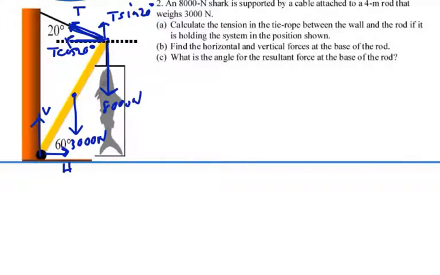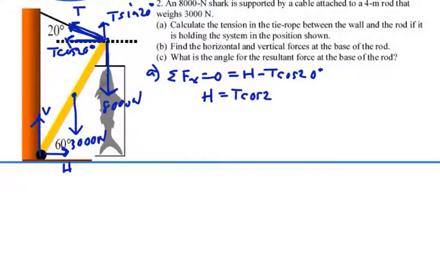And if we were just to consider forces, we could say that the summation of all the forces in the x direction is equal to 0, and we would have H minus T cosine 20 degrees. So that would prove that H is equal to T cosine 20 degrees, at least in magnitude.